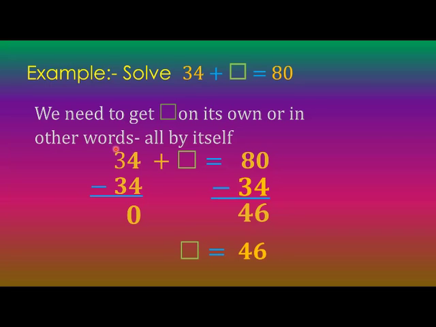Just to repeat, we want the missing number symbol on its own. We have to get rid of the 34. The 34 is positive, plus 34. In order to get rid of 34, we take 34 away from the left-hand side of the equation, leaving 0. What we do to one side of the equation, we must do to the other. So we take 34 away from the right side, leaving us 46.